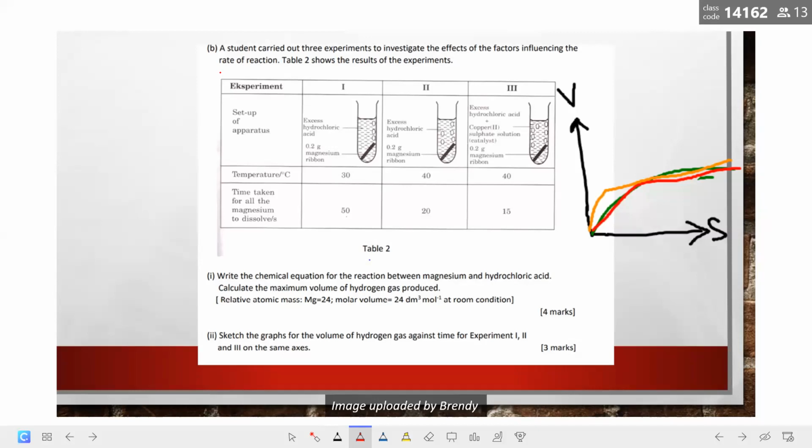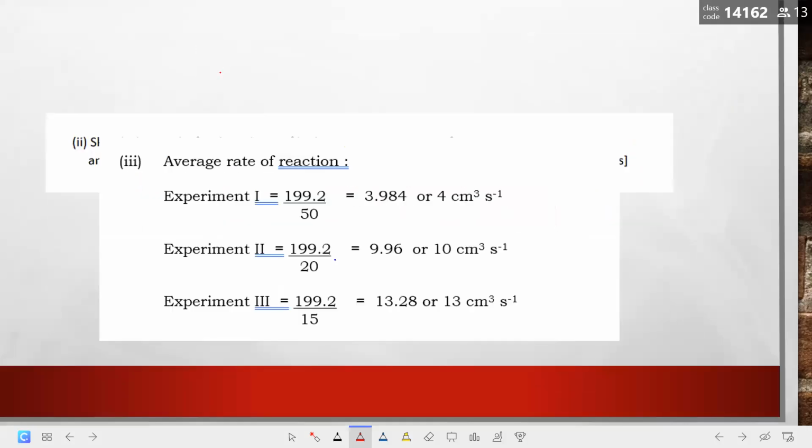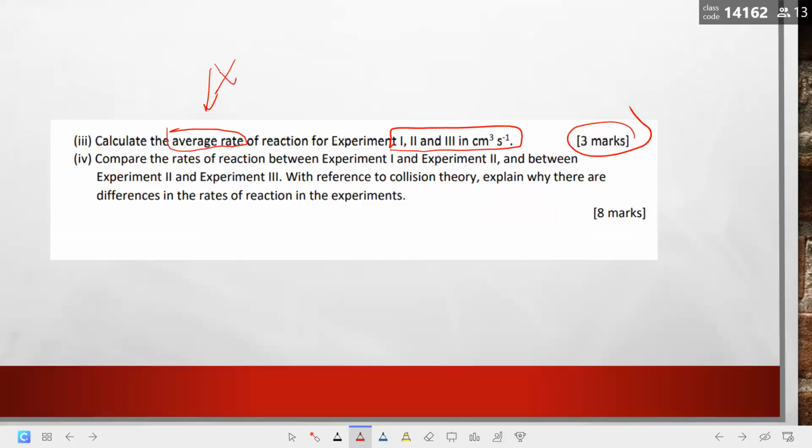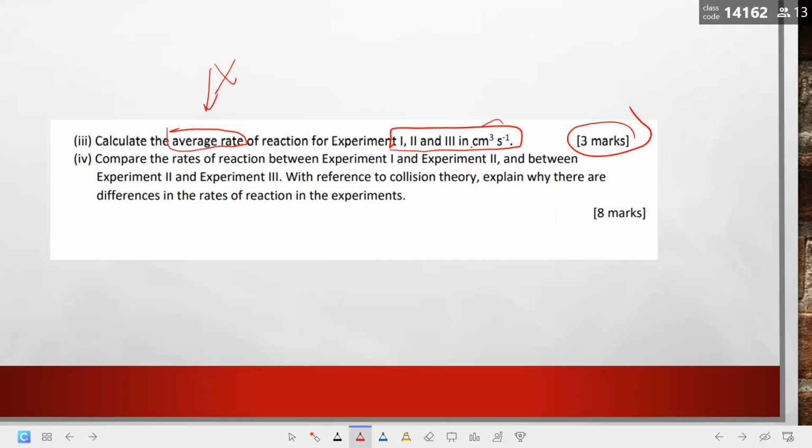Rate of reaction can be gram per minute, can be centimeter cube per second, not per minute, not per second. Okay, so what do you think teacher can use here? Oops, I thought I gave you the answer. So what's my average rate of reaction? They say in centimeter cube per second. What do you think is the answer?